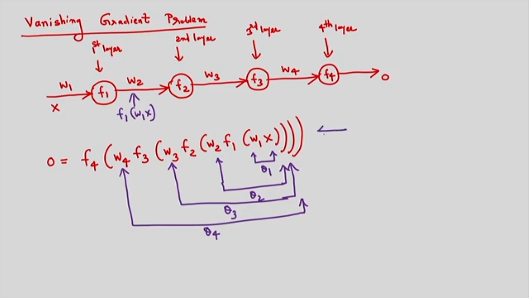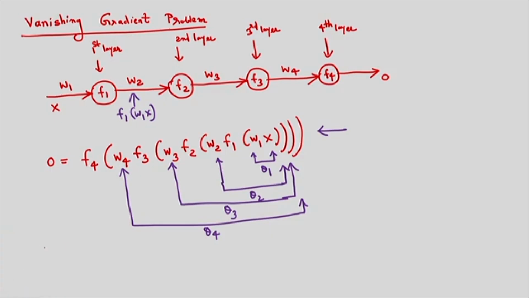So if you see this expression, what is this expression? The output of the network, that is actually F4 of W4 into F3 of W3 into F2 of W2 into F1 of W1 into X. That is the output of the network.